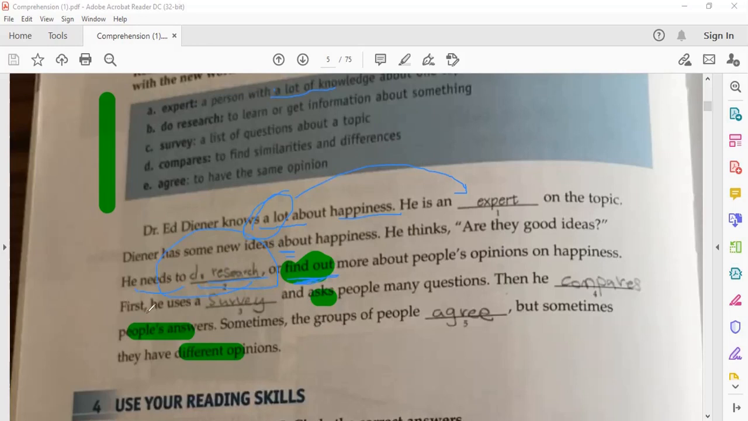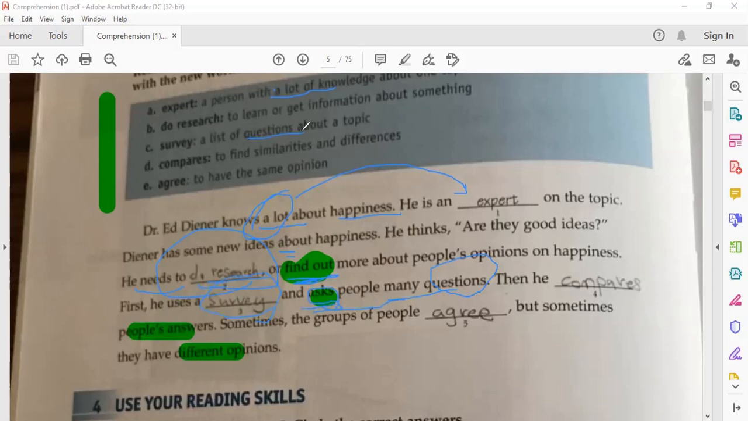First, he uses a survey and asks people many questions. Okay, stop. Here, how would we know the gap? It should be survey, because of the word ask. What is the important thing here? The word ask. Ask people many questions, and we have questions here. So survey is about what? Questions. Okay, go on.